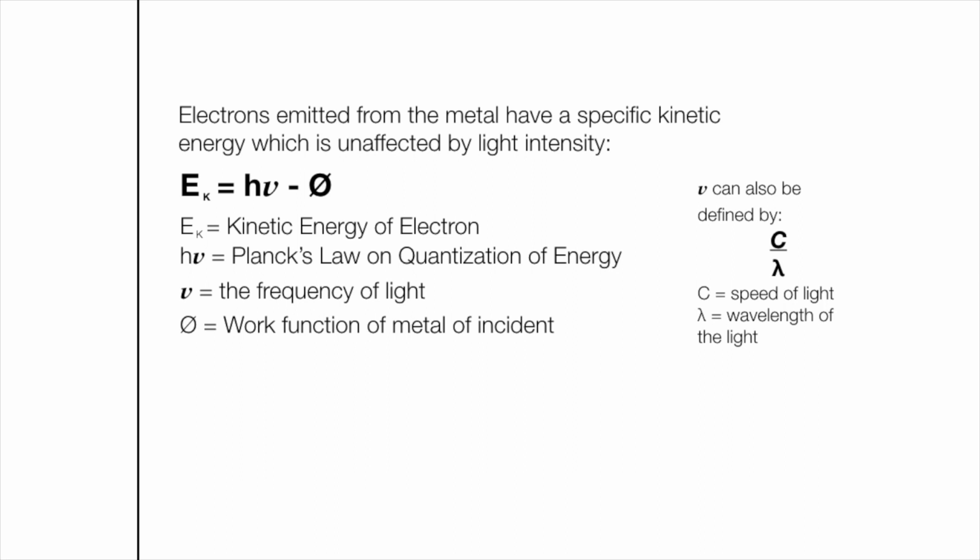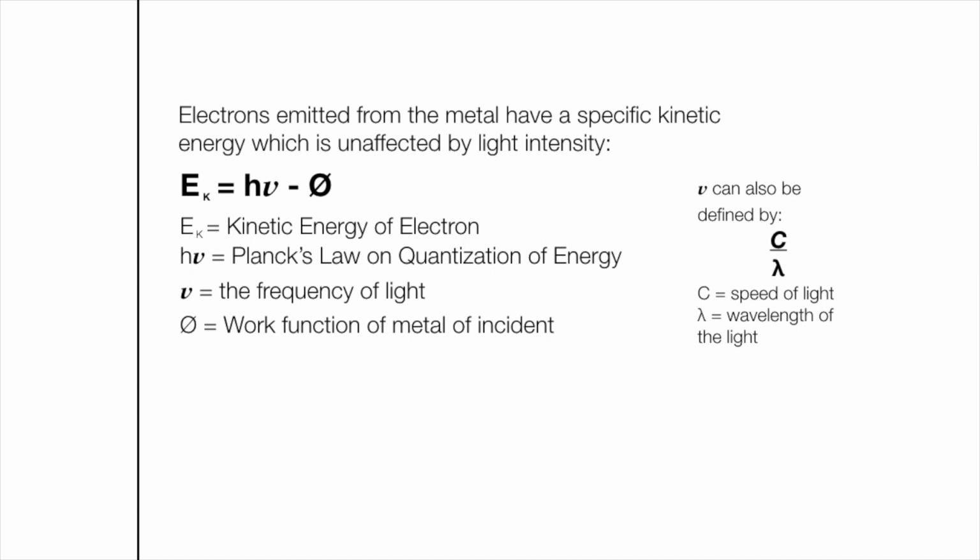Ek equals h nu minus phi, where Ek is the kinetic energy of the electron. Planck's constant times the frequency is Planck's law on quantization of energy. In this case, it represents the energy of the photon. Since nu is the frequency of light, it can also be defined by c over lambda, where c is the speed of light and lambda is the wavelength of the light, and phi is the work function of the incident metal.